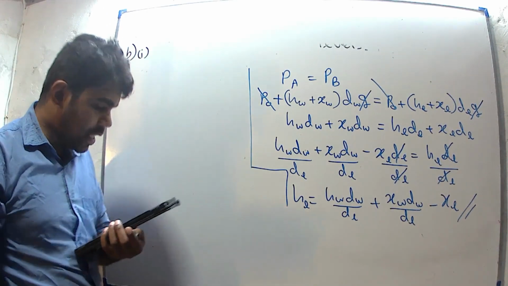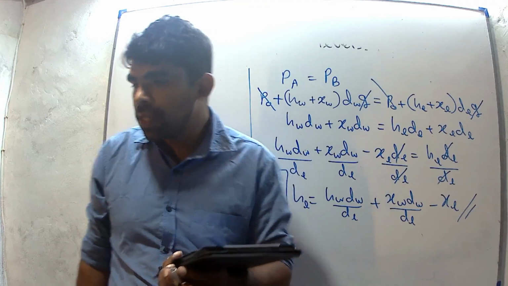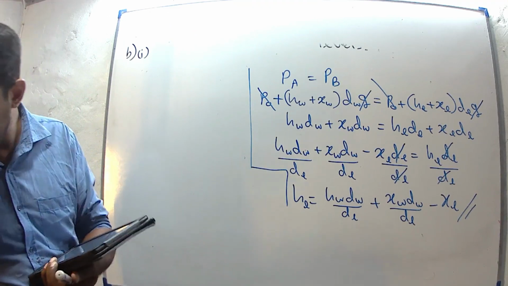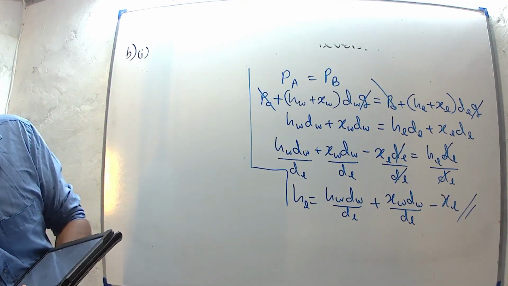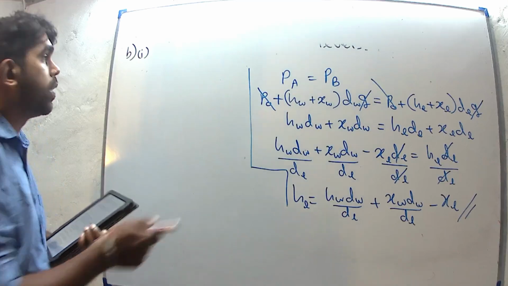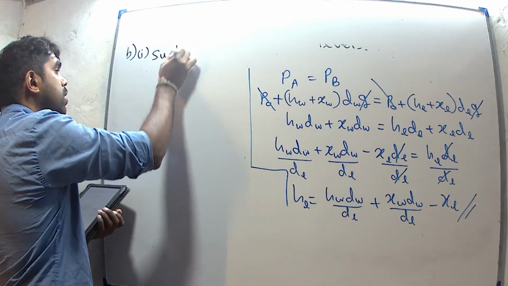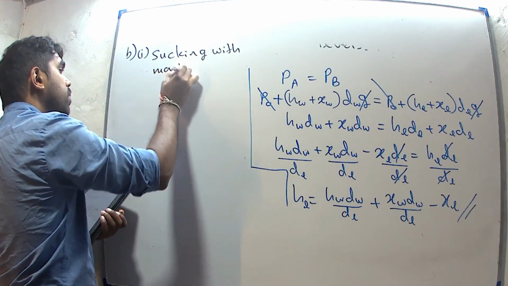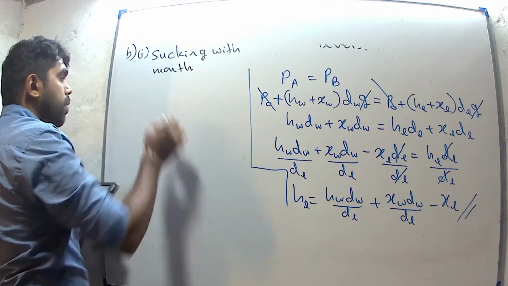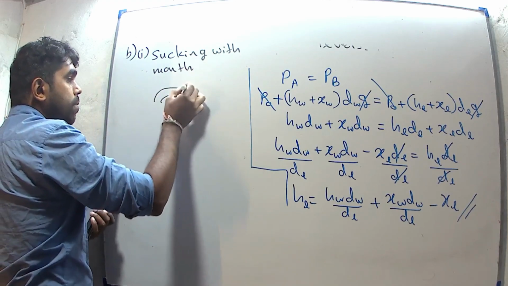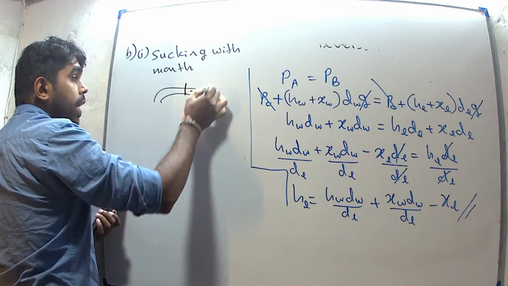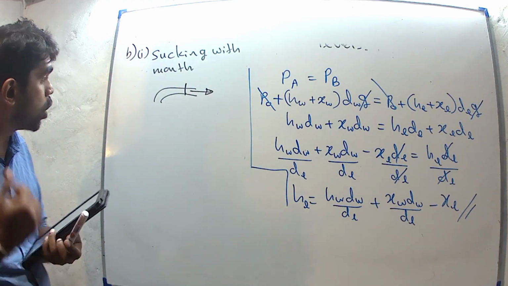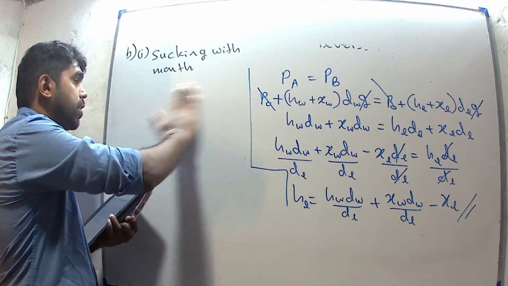we can maintain corresponding liquid columns by sucking air from the tube with the mouth. We can write sucking with mouth. We have to open this strip and suck air inside the tube to maintain the corresponding liquid height.